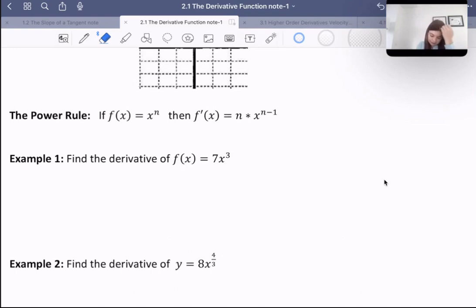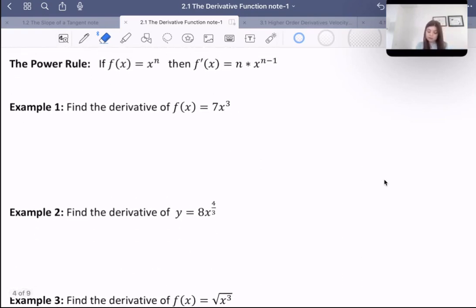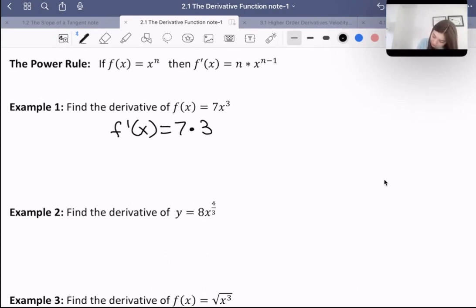All right, now let's go through some more examples using this power rule. Let's start with this one, for example. The derivative here is going to be 7 times 3. We're going to take this 3 and put it in front with the 7, x to the power of 3 minus 1, because the rule states we subtract 1. Now I'm going to simplify that: 3 times 7 is 21, x squared, since x to the power of 3 minus 1 is x squared.